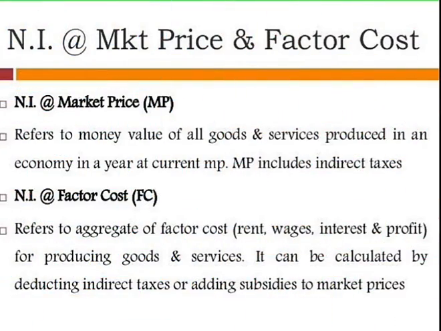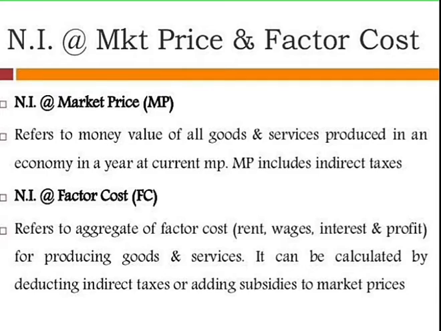So that is market price and factor cost. Most important thing: if the difference between the market price and factor cost is clear, then we can easily understand the related aggregates of national income. So first is market price, which refers to the money value of all goods and services produced in an economy in a year at current market price. Market price includes indirect tax.